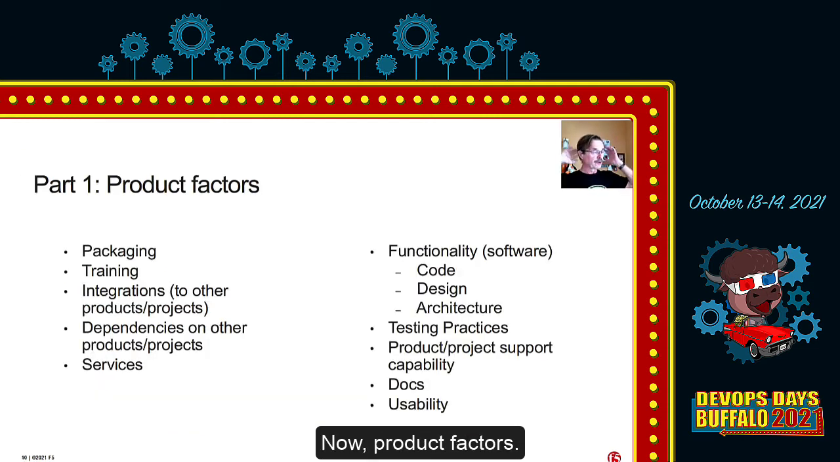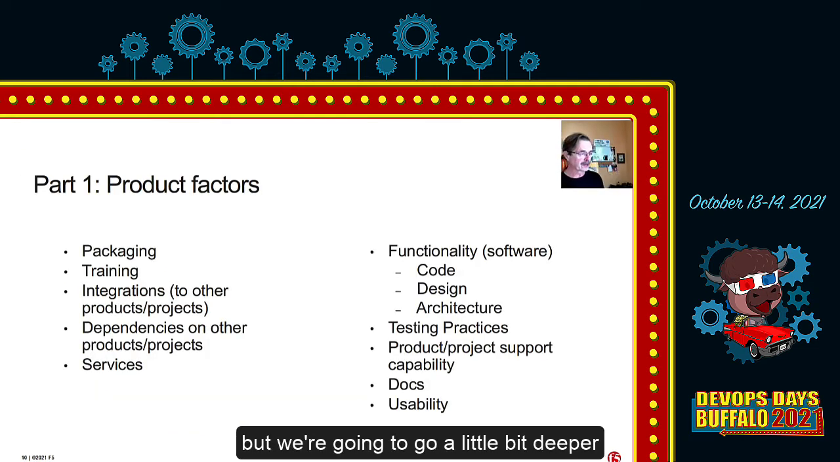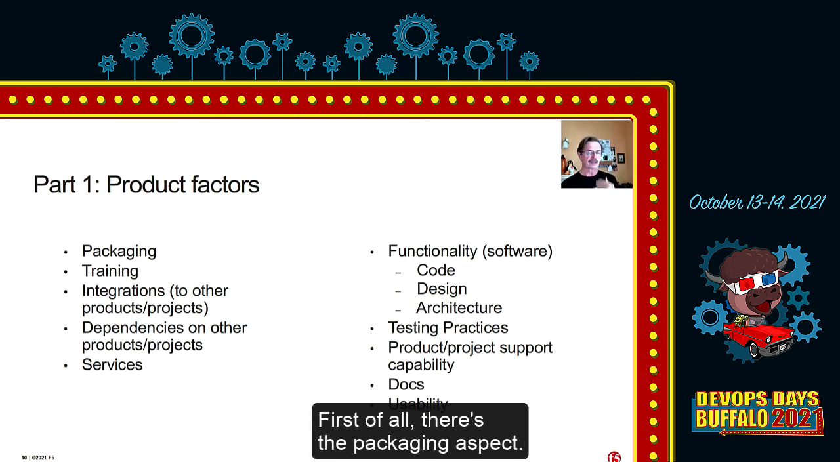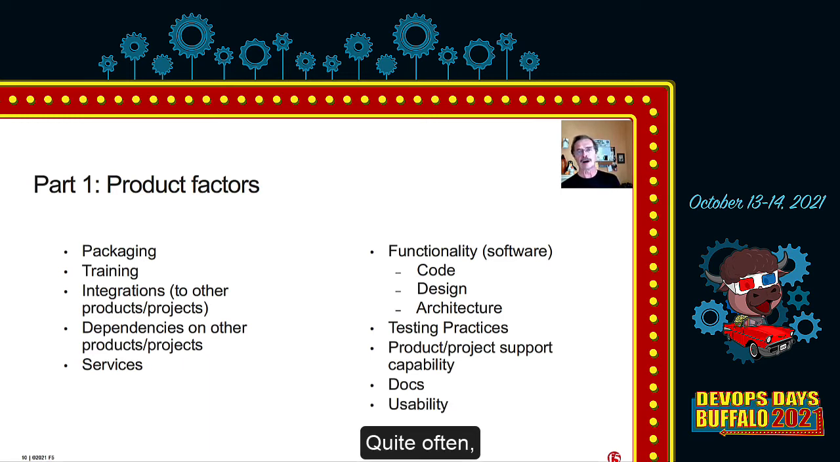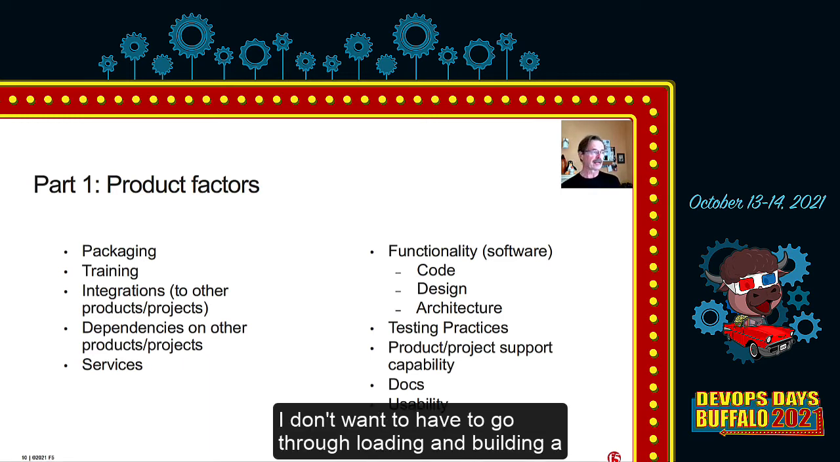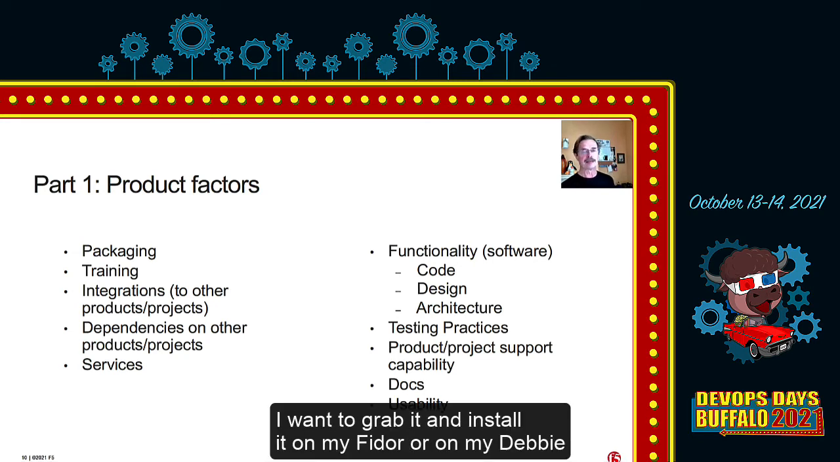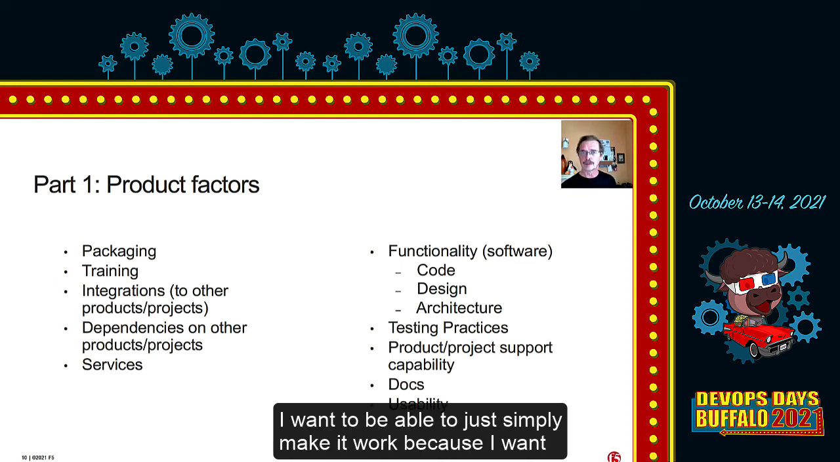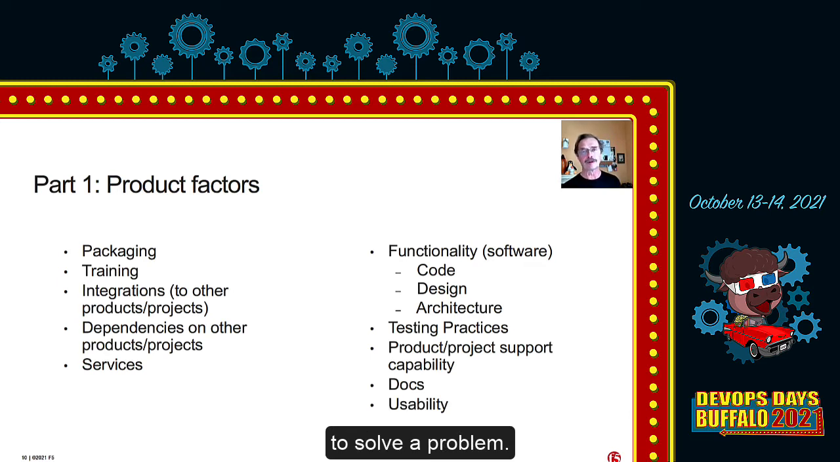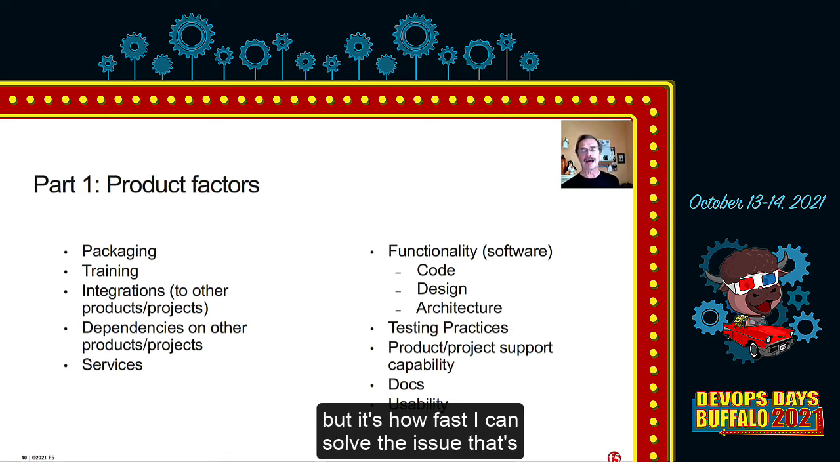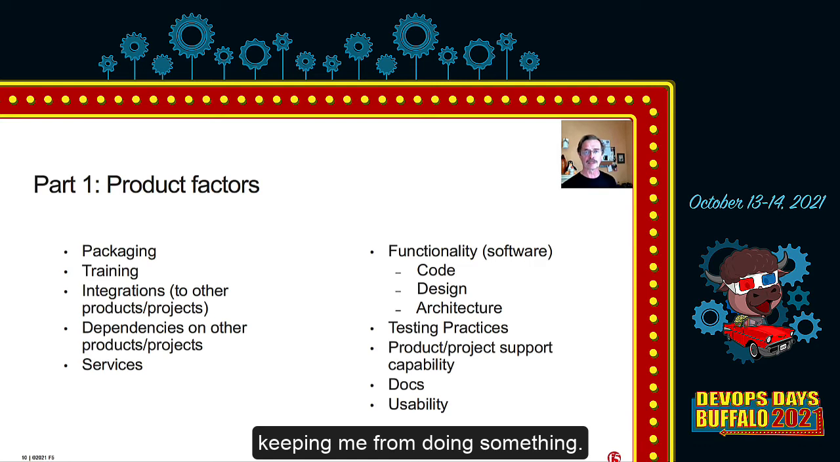Now, product factors. We talked a little bit about this, but we're going to go a little bit deeper into pieces of this. First of all, there's the packaging aspect. Quite often, I don't want to have to go through loading and building a makefile. I want everything to just be there. I want to grab it and install it on my Fedora or on my Debian or my Ubuntu. I want to be able to just simply make it work because I want to solve a problem. And my problem is not how much code I can write, but how fast I can solve the issue that's keeping me from doing something.